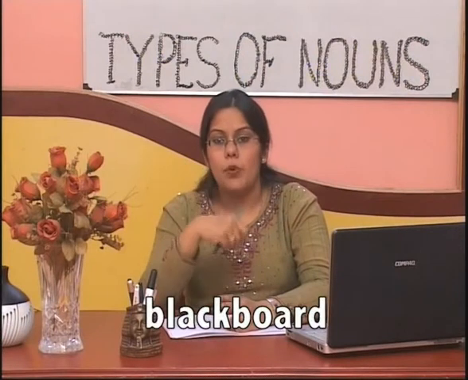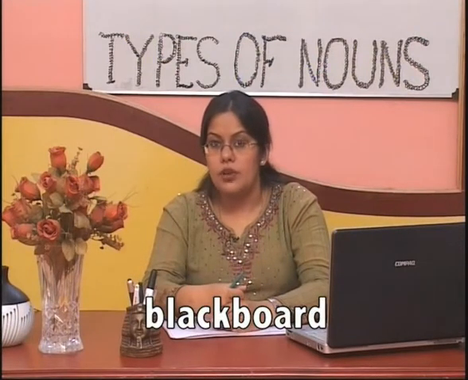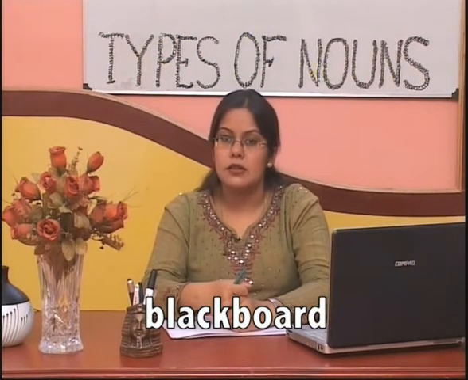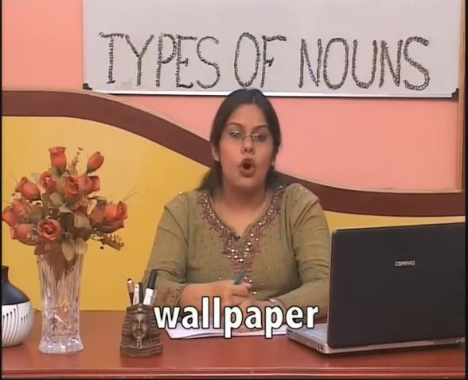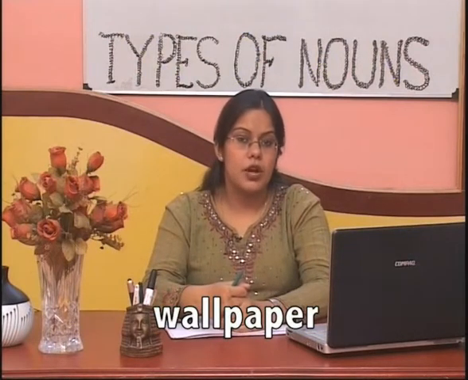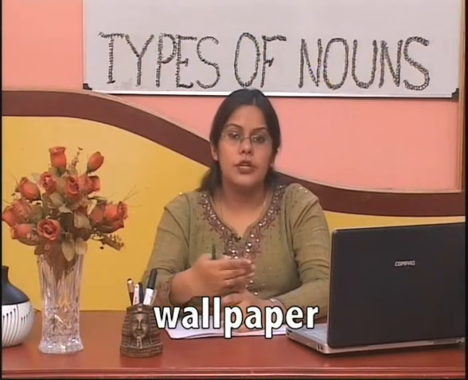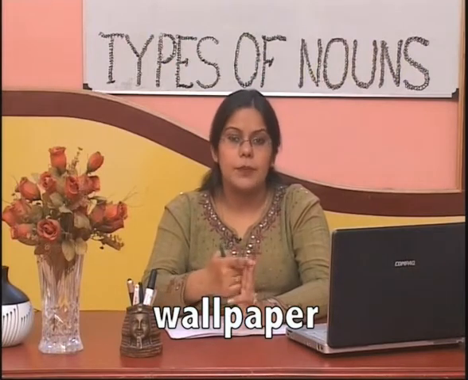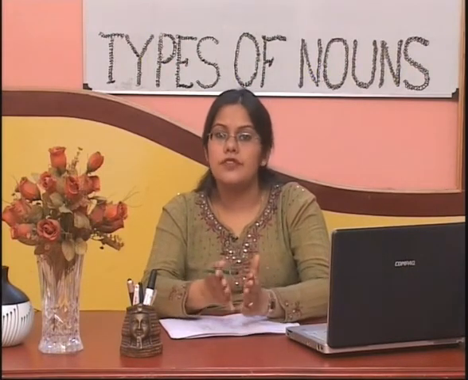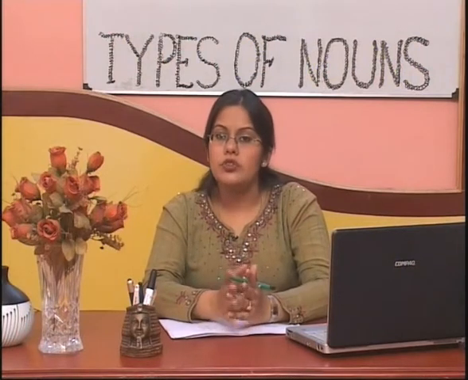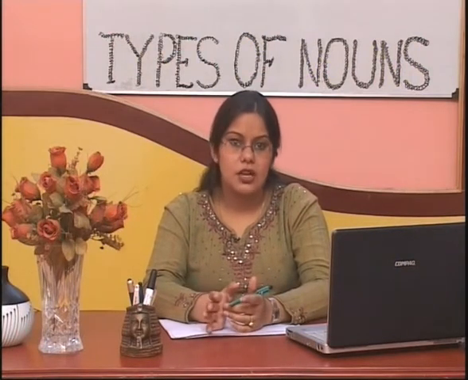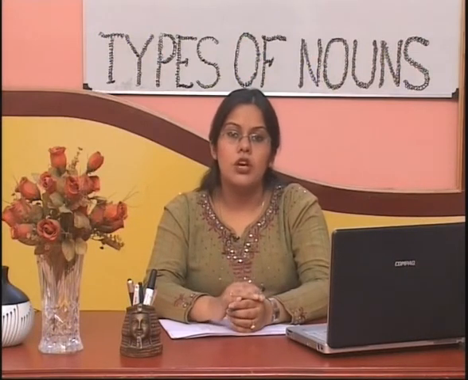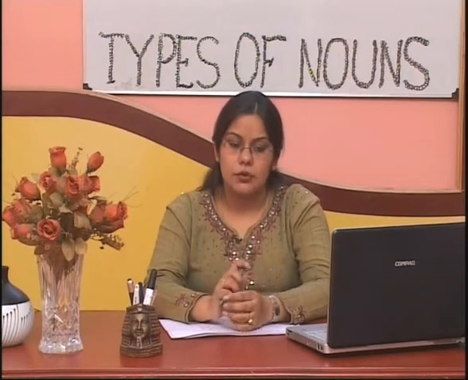Then blackboard. Blackboard you have in your class. It comprises of 2 nouns, black and board, right. Wallpaper. It comprises of, come on think, what could be the 2 nouns in wallpaper? Yes, wall plus paper, right. So this was the first kind of compound noun where you just join the nouns without any dash or without any space in between. Let's move on to the second type of compound noun.